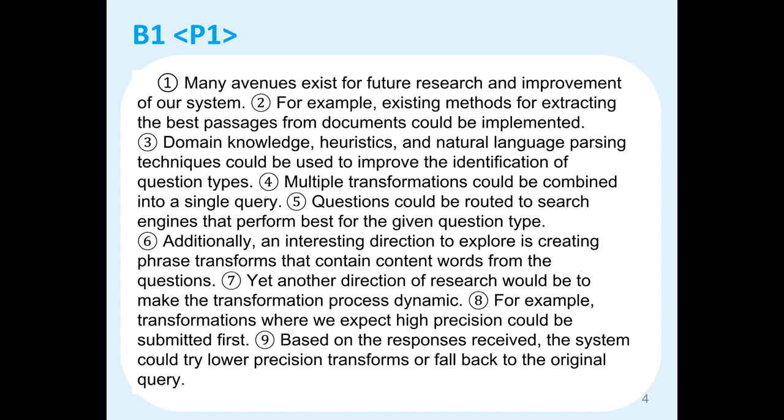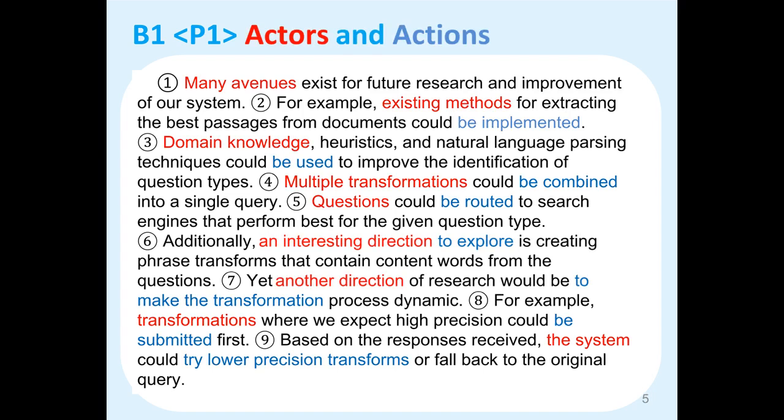The final block, sentences 6 through 9, introduces a second, more complex direction, making the transformation process dynamic, which is sentence 7. This demonstrates a hierarchical structure, moving from simpler improvements to a more complex, novel research direction. This careful layering of ideas ensures the paragraph is coherent and rich in detail. We concluded the structural review.